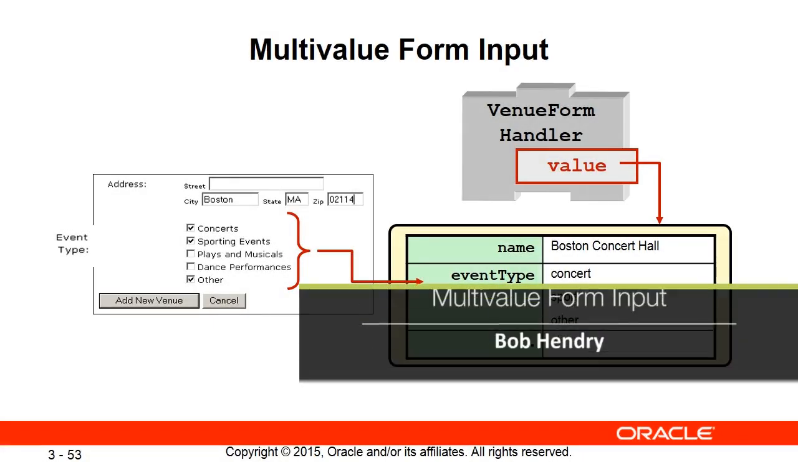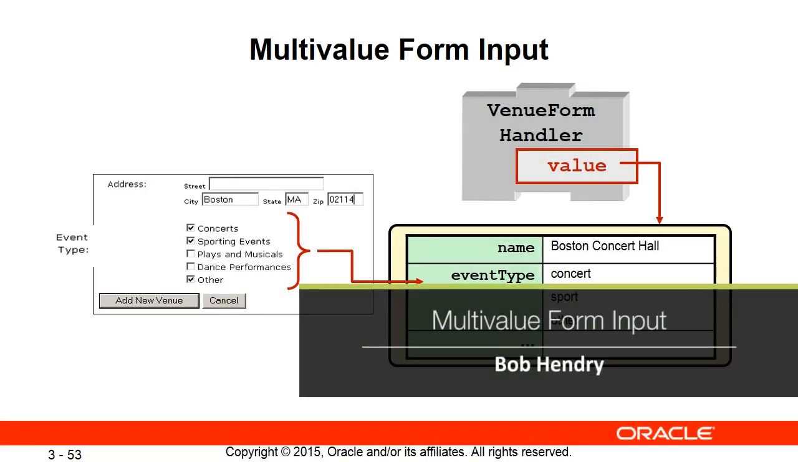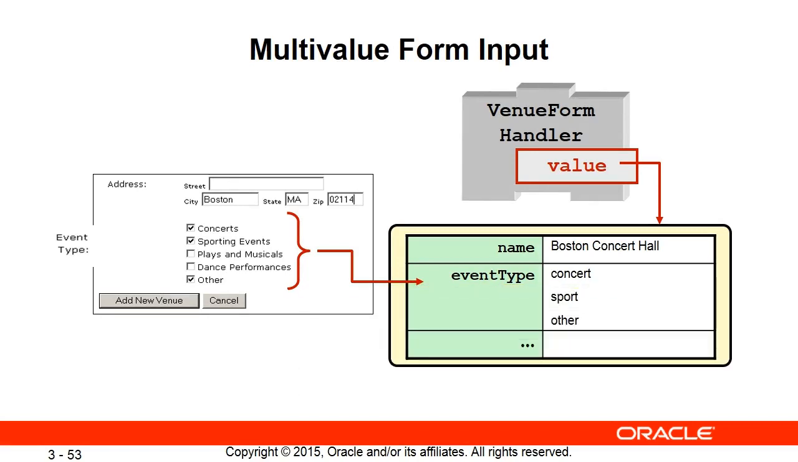Now let's cover multi-value form input. Imagine that you created a property for venue, which is a multi-property, with component data type equals string and data type equals set, for instance, and you wanted to provide the user a way to select from a list of possible options. In this case, the property may be enumerated or it might not.